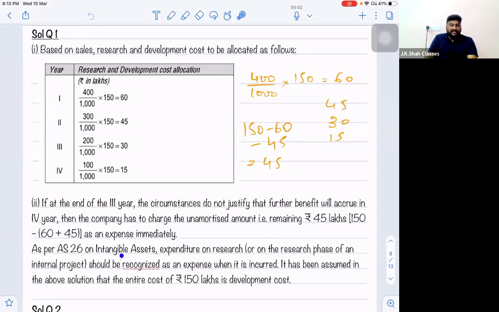And lastly, I have written that note. As per AS 26 on intangible assets, expenditure on research or on the research phase of an internal project should be recognized as an expense when it is incurred. It has been assumed in the above solution that the entire cost of 150 lakhs is development cost. So that is the note we have written.